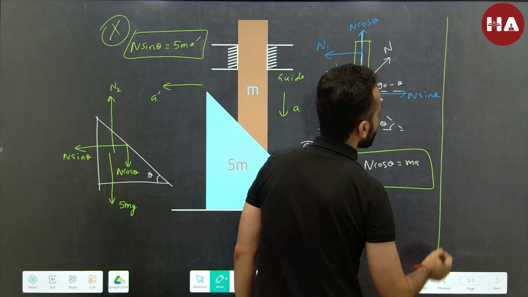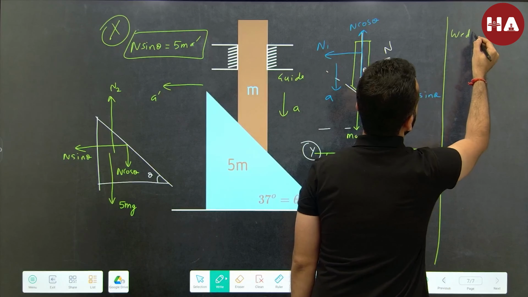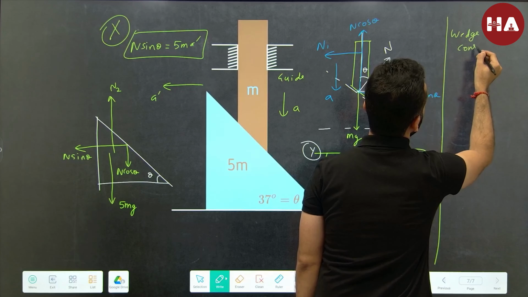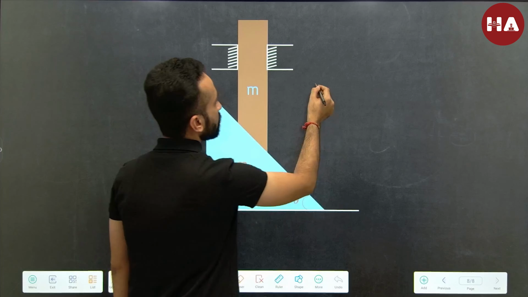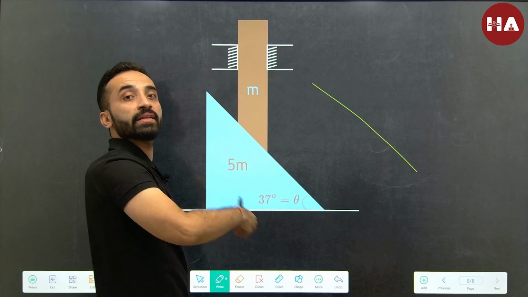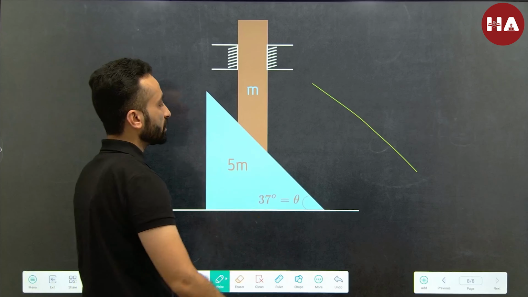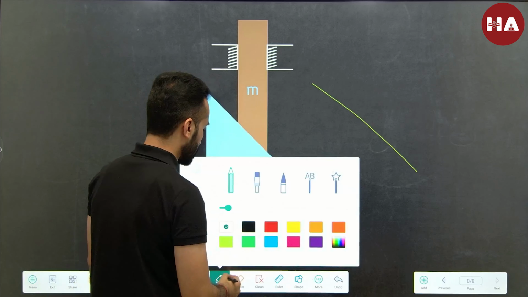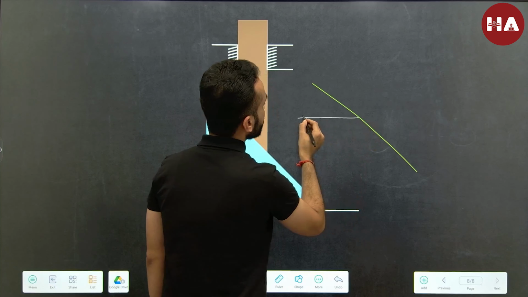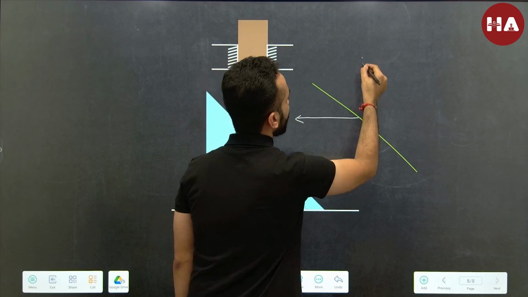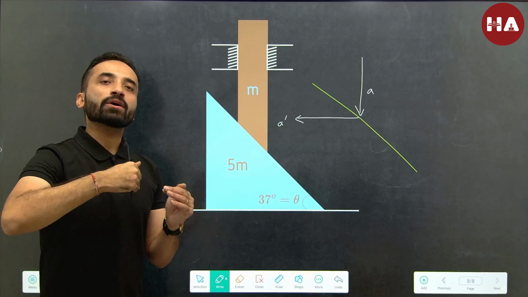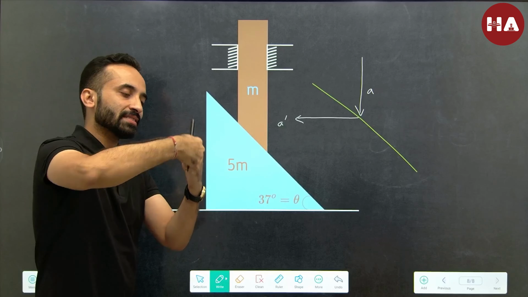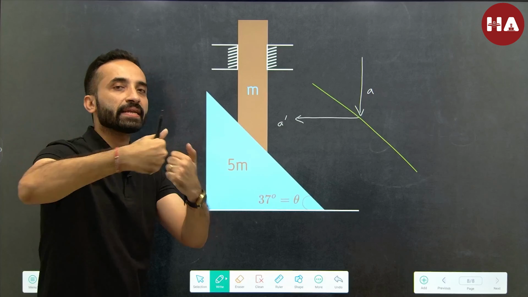Now, listen to me carefully. What is the wedge constraint? Let me take it in another diagram. So let's say this is the common interface, and let's draw the accelerations. This is accelerating to the right with a dash, while this is accelerating downwards with a. So the block cannot penetrate into the other block. It can slide over it, but it cannot penetrate it.